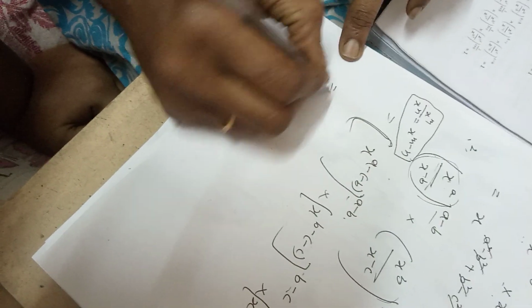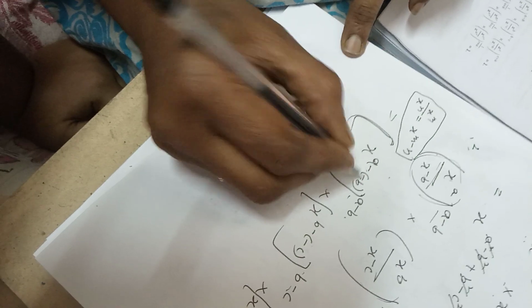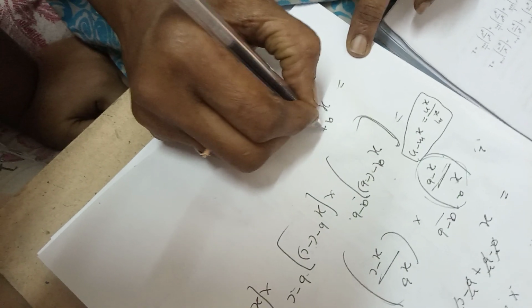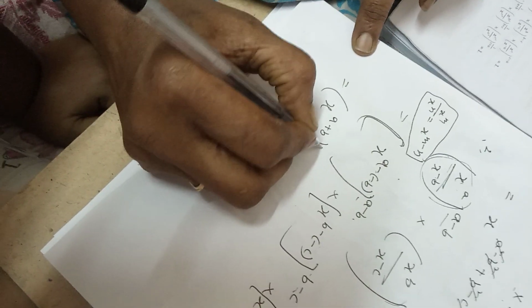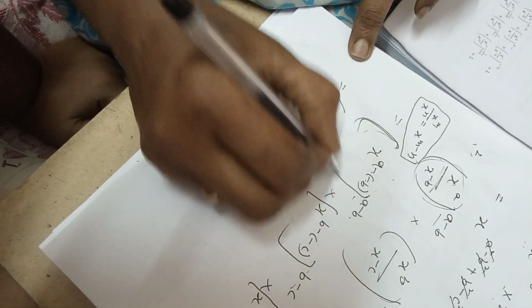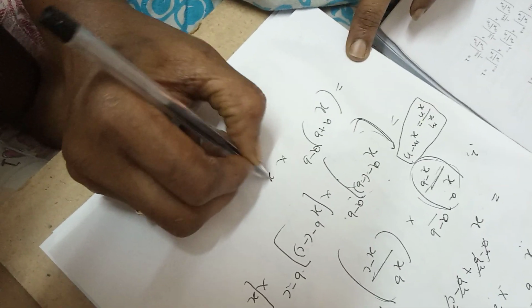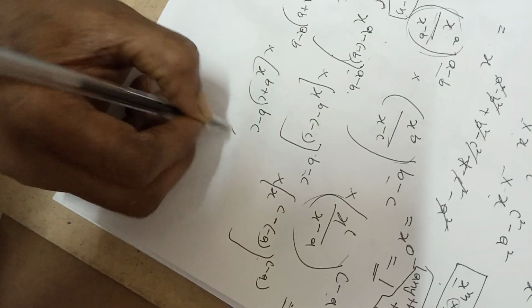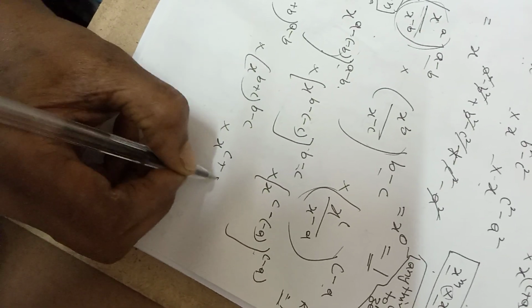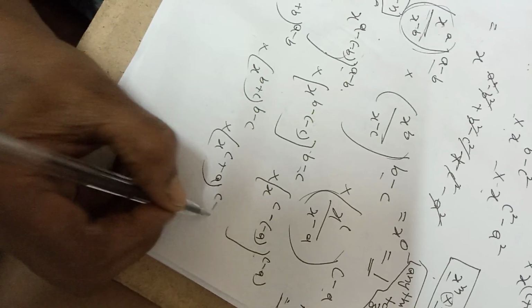Now x to the power of a minus into minus b, plus b, that is a plus b, and minus into minus a, plus a, that is a minus b. Only the brackets we are simplifying. X to the power of b plus c raised to the power b minus c. X to the power of c plus a raised to the power c minus a.